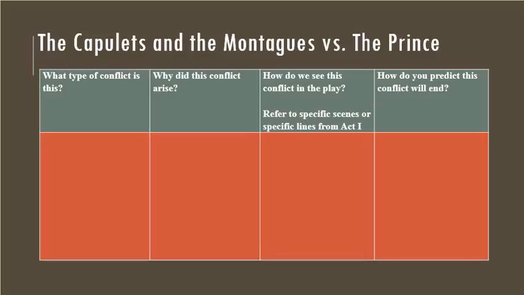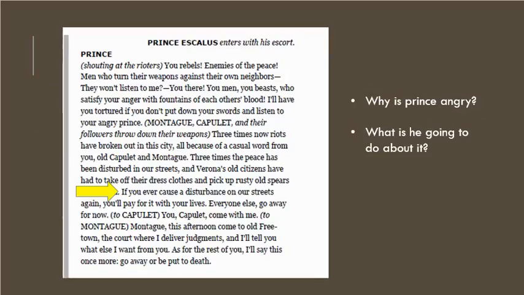The Capulets and Montagues versus the Prince. We read a little bit about that in a previous lesson. So what I've done is I've given you the example of where the prince is shouting to the town, specifically Montague and Capulet, if you ever disturb my streets again, you'll pay for it with your lives. He gets so angry with them for creating this bloodshed all the time, Capulets versus Montagues, causing the fighting in the streets. He yells at everybody and threatens death upon those who continue to fight. That is what he's going to do.